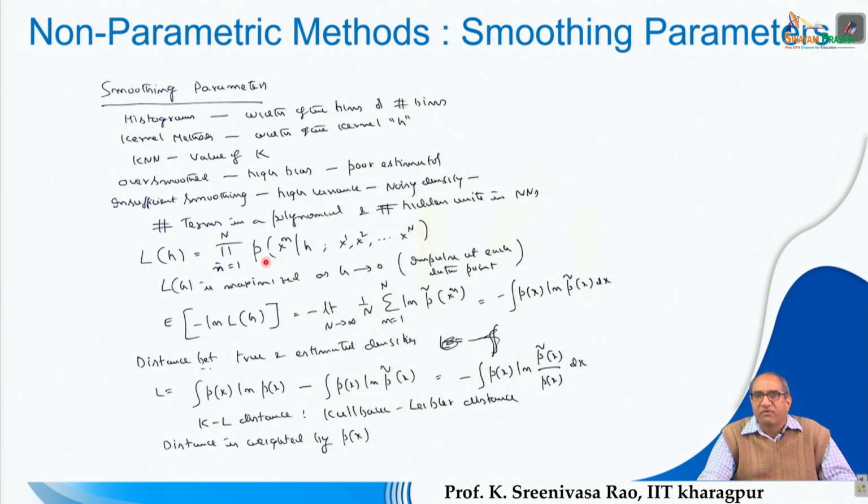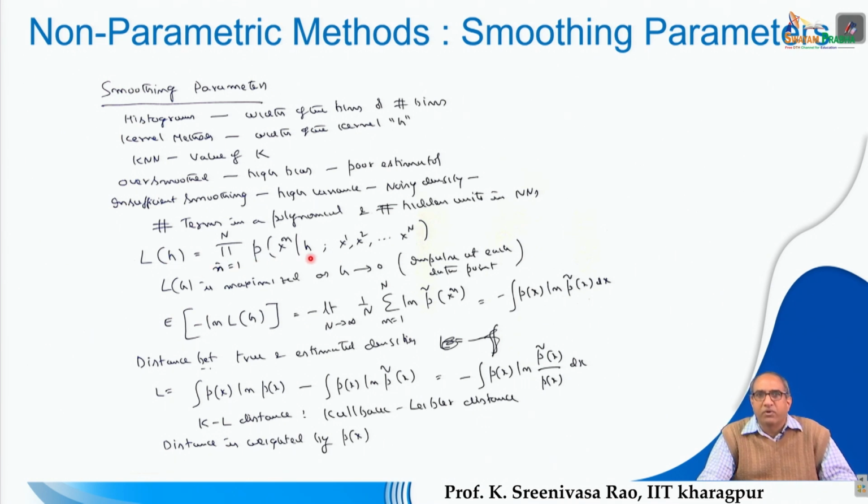You can say the probability of x given the kernel width h. So here x_n refers to the data point, where n takes the values 1 to capital N. Assuming that all data points are independent, you can estimate the likelihood as the product of the probabilities associated with the individual data points.